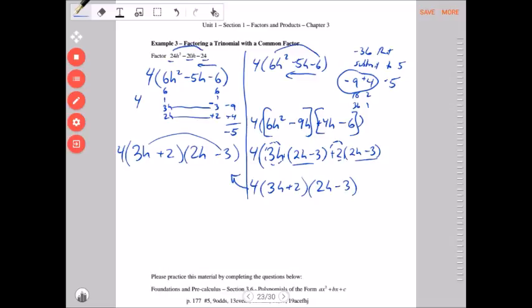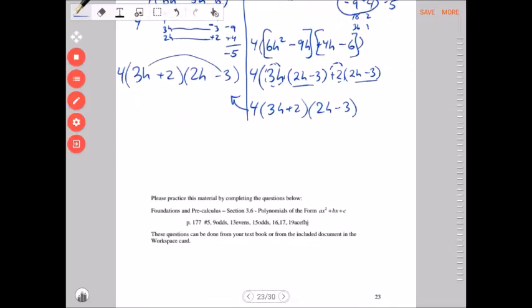So again, you don't have to do both methods, but I did want to show you that both methods work either way. So it's up to you. You guys choose. Okay? Now, we're done this section, so I'd like you to practice this material by completing the following questions. This is section 3.6 in your textbook, starting on page 177.